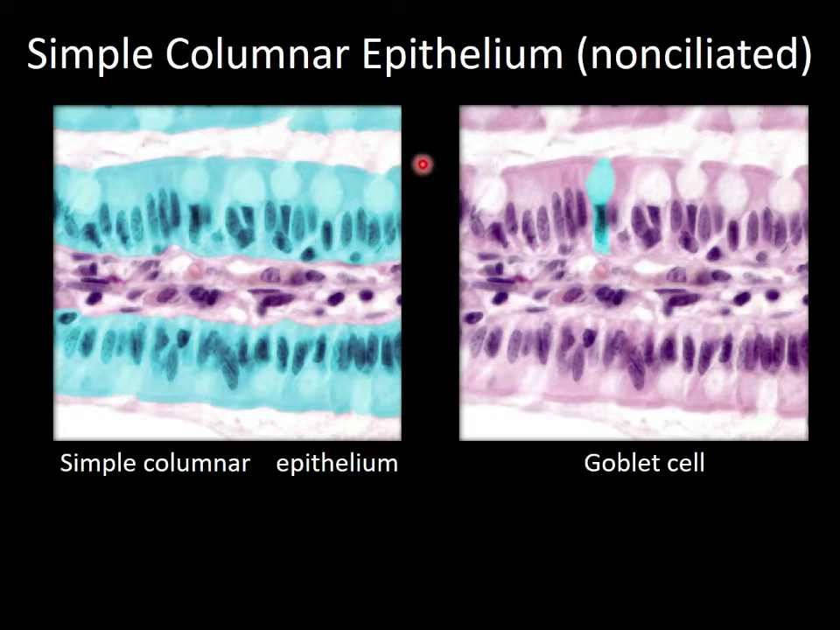This is another example of these simple columnar cells. One other cell type I wanted to point out are these goblet cells. These are cells that are still part of the simple columnar epithelium that are going to secrete substances to the opening. So we talked about how epithelial cells were involved in secretion. So these goblet cells will help secrete. And here I'm defining these as non-ciliated, showing that there is no cilia on the surface of these epithelial cells.